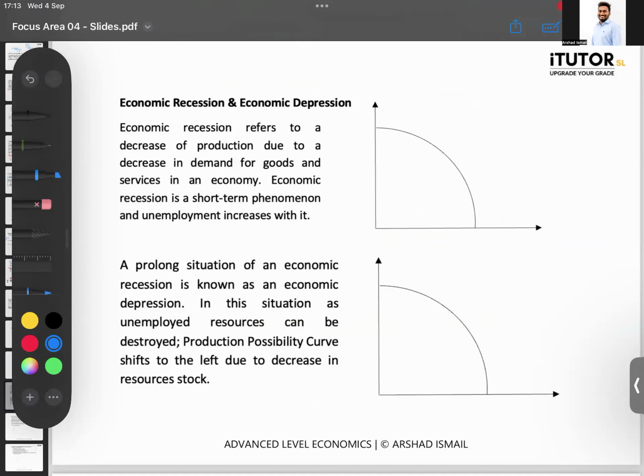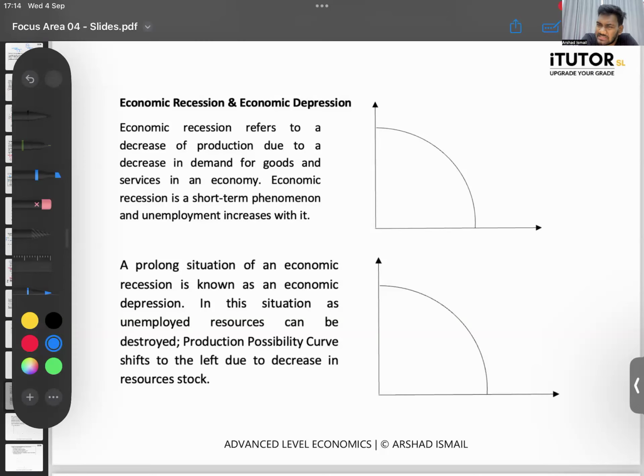How do we show this line? What is a recession? During COVID, we said there was a recession in the economy. A recession is a time period where the aggregate demand in the economy comes down. People are not buying anything. People are not spending. We have learned this in unit number 2. The aggregate demand in the economy has come down.